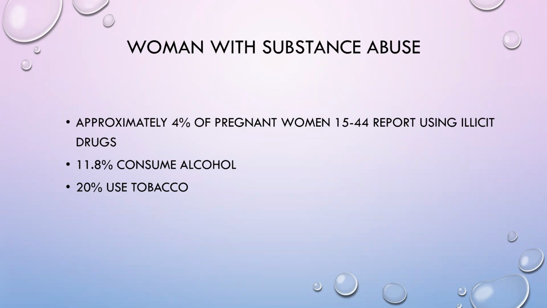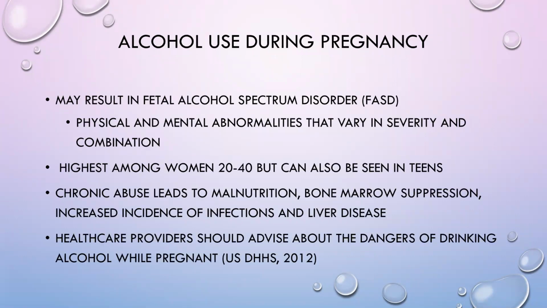Substance abuse. Approximately 4% of pregnant women 15 to 44 years old report using illicit drugs, 11.9% consume alcohol, and 20% use tobacco products. Usually most of it is smoking. Alcohol use during pregnancy.